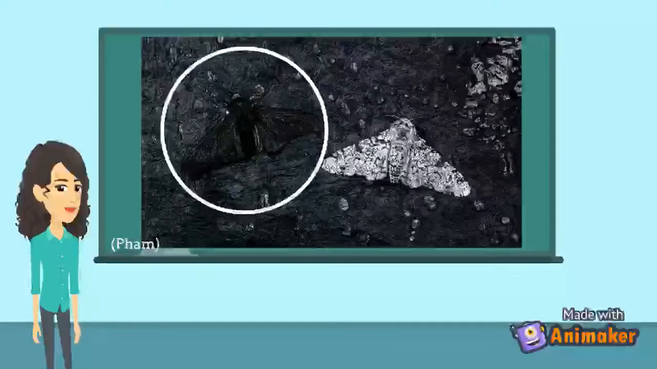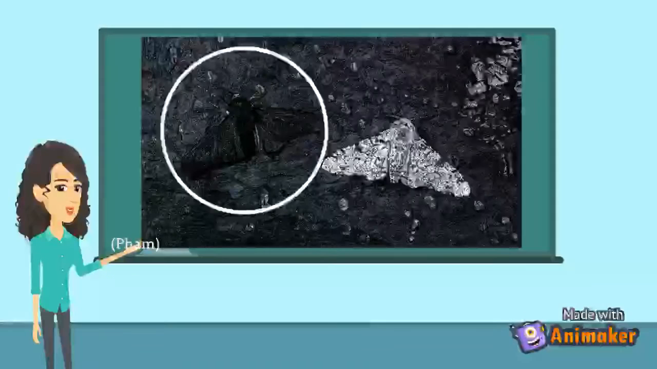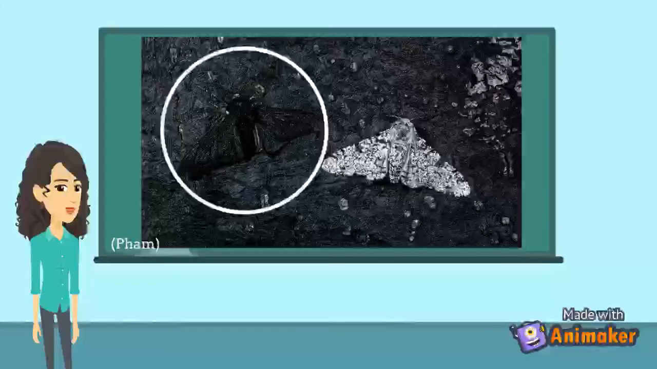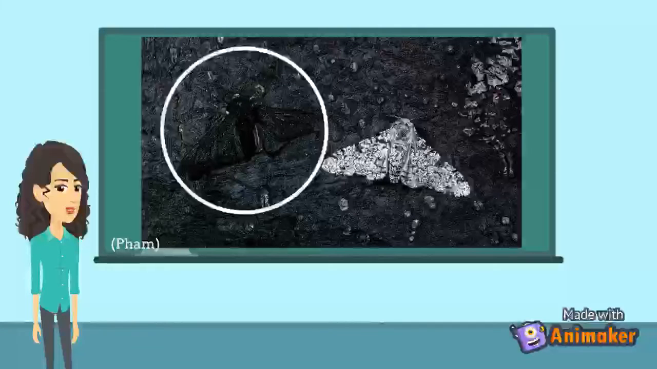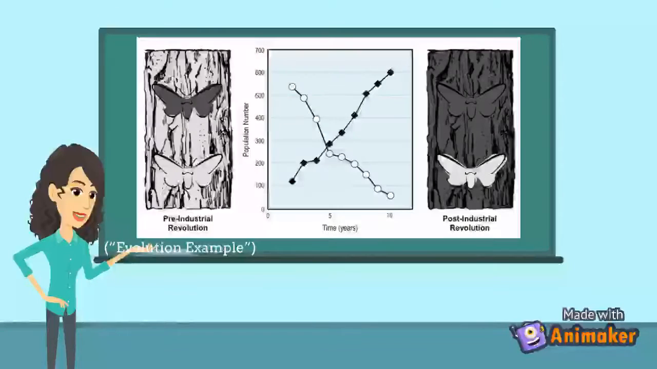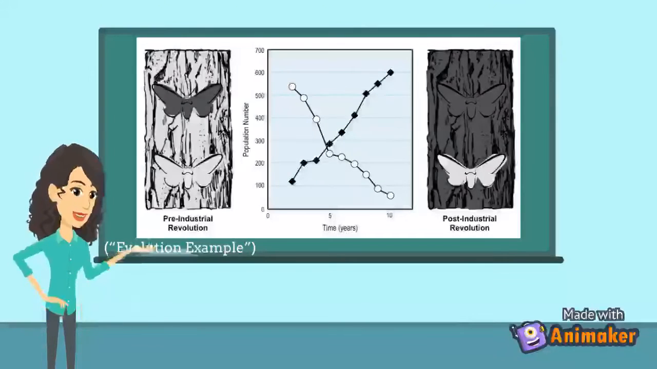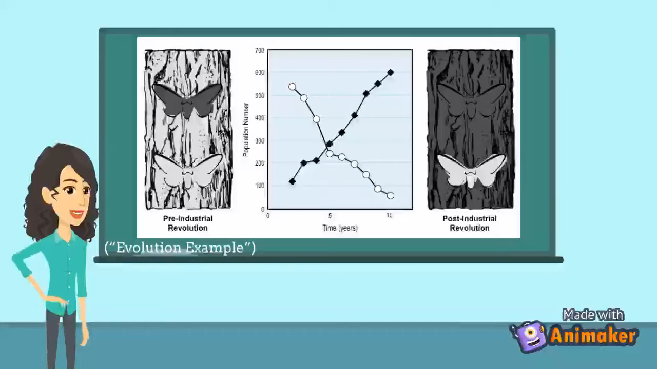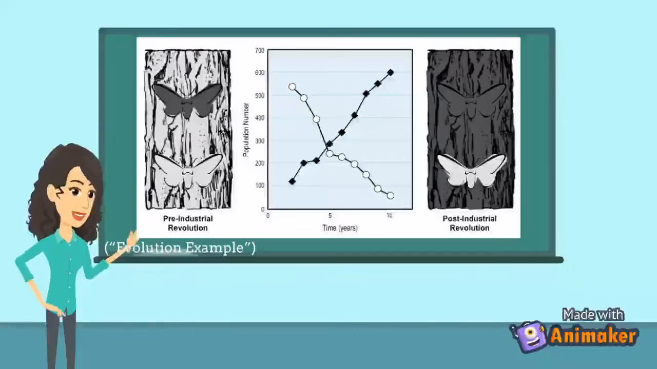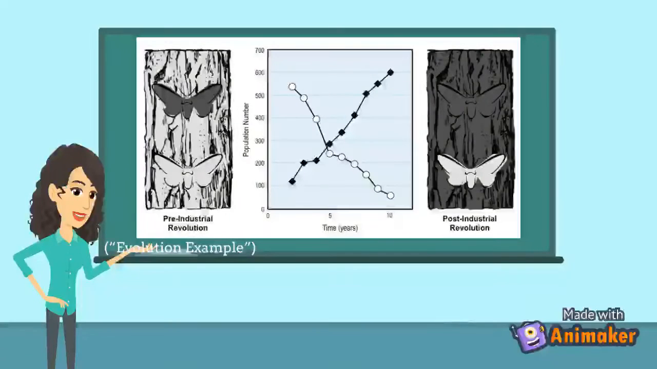There were already black peppered moths before the Industrial Revolution, but their color wasn't favorable since birds could see them easily on the white tree trunks, so the frequency of the black allele in the population wasn't high. As you can see here, during the revolution, the white peppered moth's color was unfavorable since birds could easily spot them on blackened tree trunks, so the frequency of the white allele decreased while the frequency of the black allele increased and were passed on to future generations.